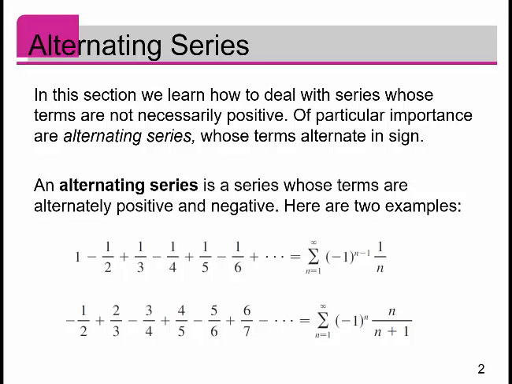Here are two examples. You go 1 minus 1/2 plus 1/3 minus 1/4 plus 1/5, and so on. It's actually just the series, the summation n equals 1 to infinity, (-1) raised to the n minus 1 power times 1 over n. And then minus 1/2 plus 2/3 minus 3/4, and so on. That's the series, the summation n equals 1 to infinity, (-1) to the n power times n divided by n plus 1. The important thing here is you see that the signs rotate, or alternate.